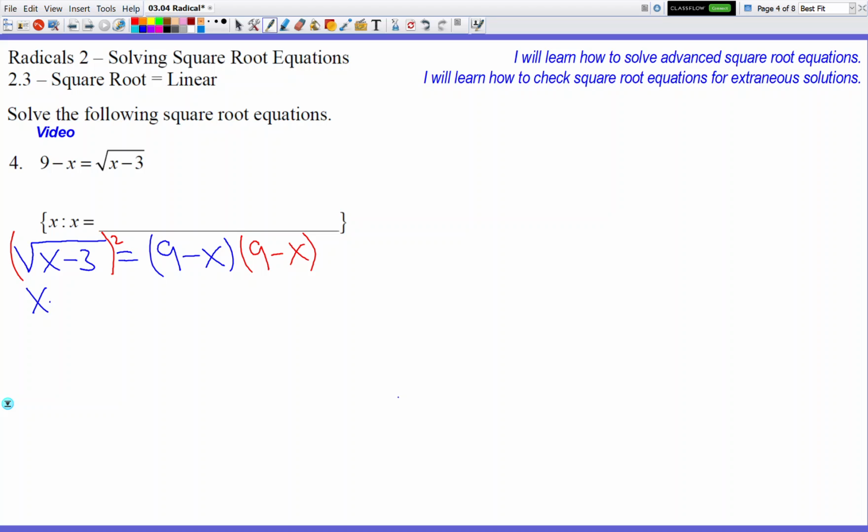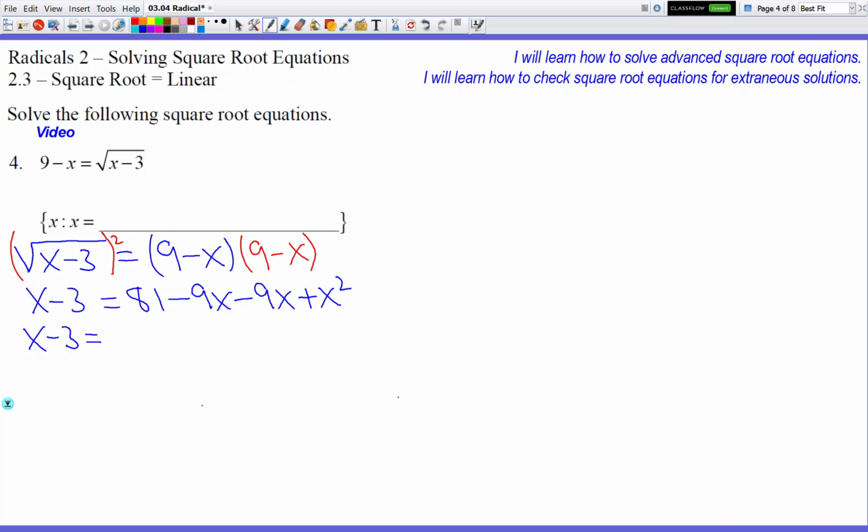Okay, so x minus 3 on the left side equals, so 9 times 9 is 81. 9 times negative x is negative 9x. Negative x times 9, negative 9x. And negative x times negative x, positive x squared. Okay, so left side is still x minus 3.